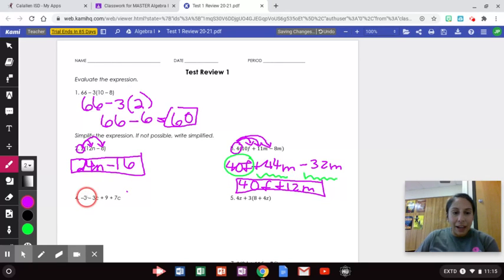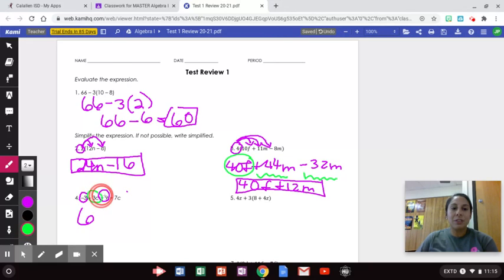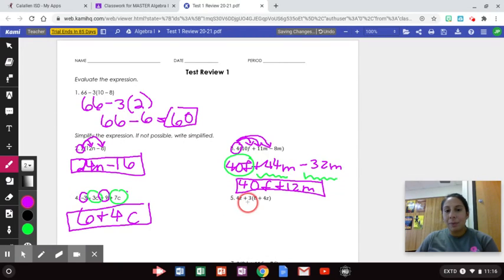Problem 4. You'll notice that you have a -3 and then you have a +9. Those are going to be put together. So -3 plus 9 combines and gives you a 6. Next, we put our C's together. We have -3C plus 7C. So that gives you 4C. So we're going to put plus 4C. So this is my answer. You could also write it as 4C plus 6. It's the same thing.